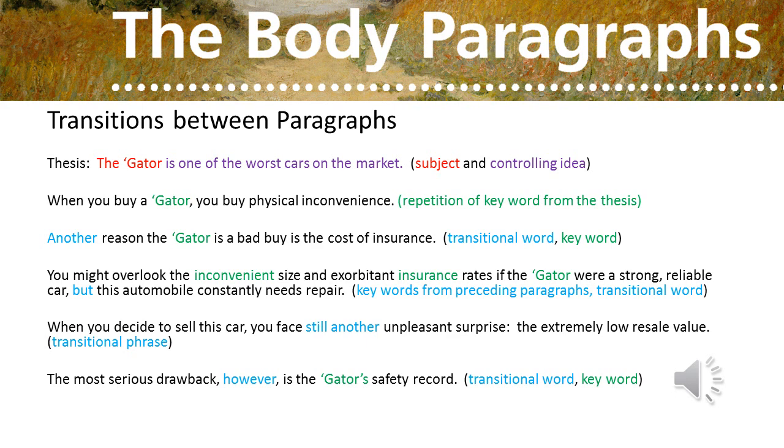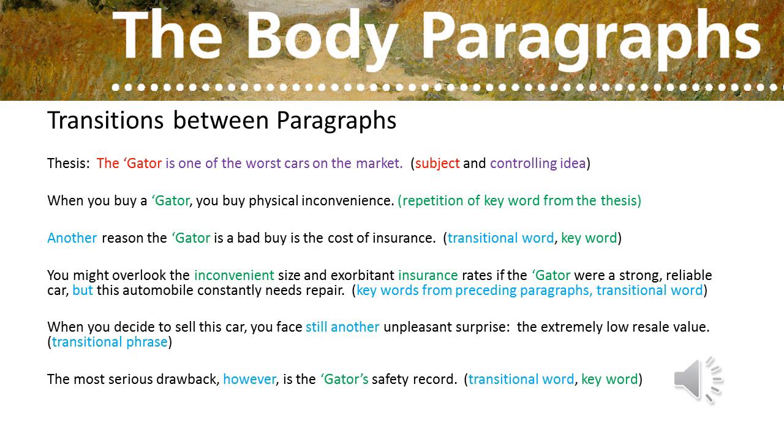So the next paragraph after that one would begin with this topic sentence: another reason the Gator is a bad buy is the cost of insurance. Again, Gator is repeated, and in this case, a transitional word has been added, another, to indicate smoothly to the reader that you're moving to another reason.